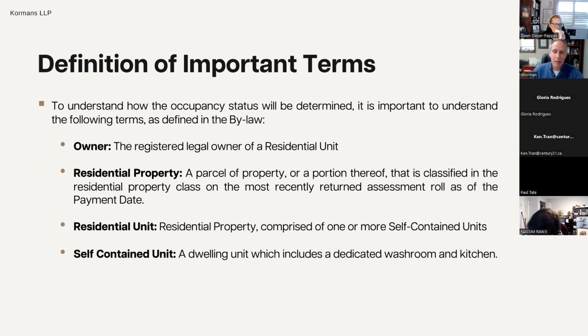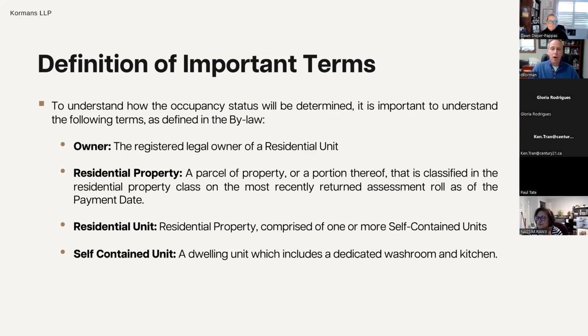So let's break it down a little bit more in terms of how they define some of these terms. An owner is the registered legal owner of a residential unit. So that's who has to file or make this declaration. The registered legal owner of the residential unit. And what's considered a residential property? It's a property or a portion of a property that's classified as residential property in the most recently returned assessment roll as of the payment date. So that's the definition that we have. And a residential property can comprise one or more self-contained units.